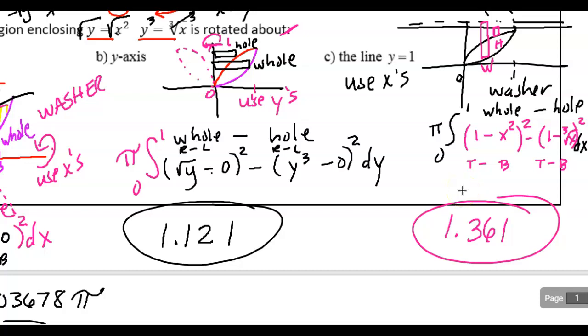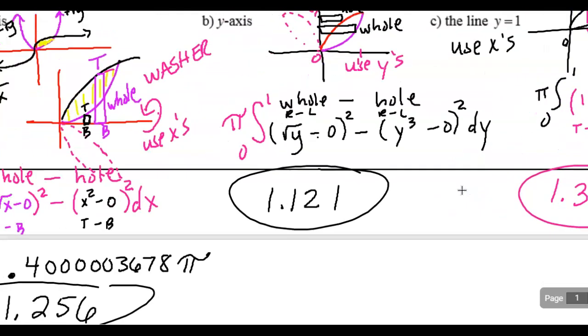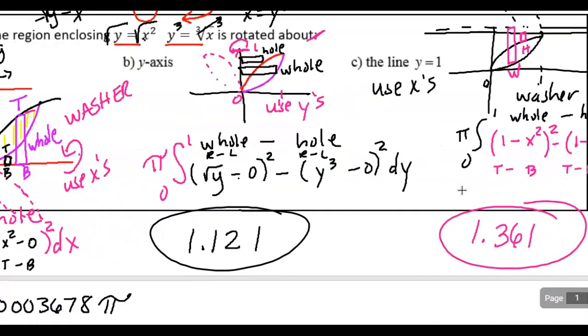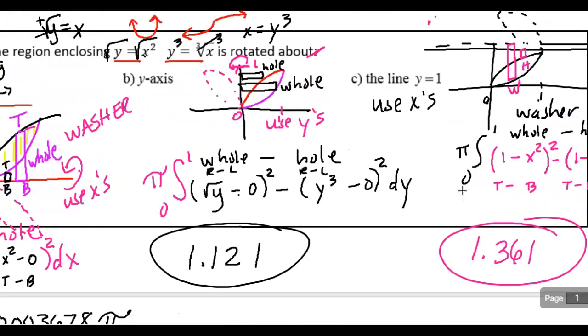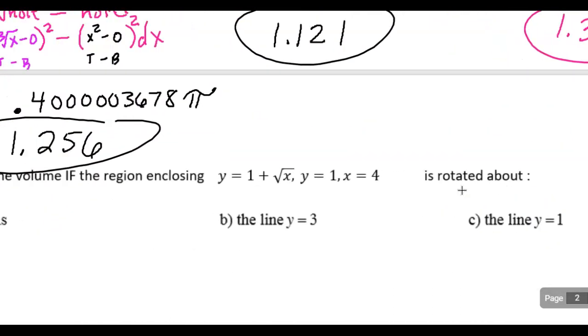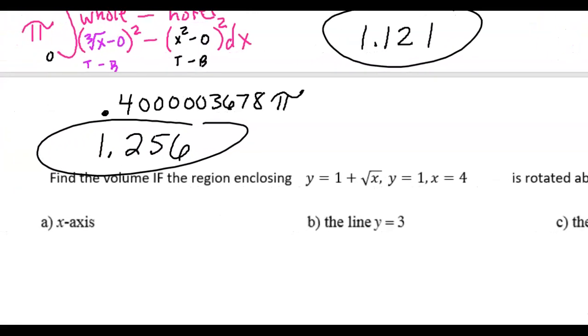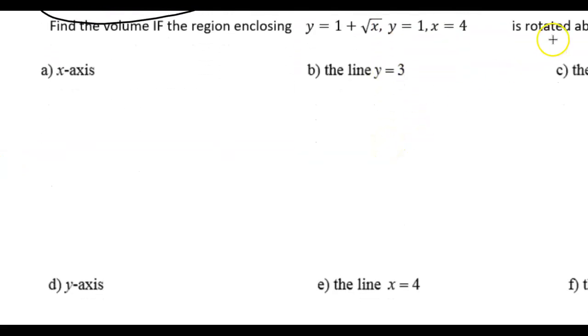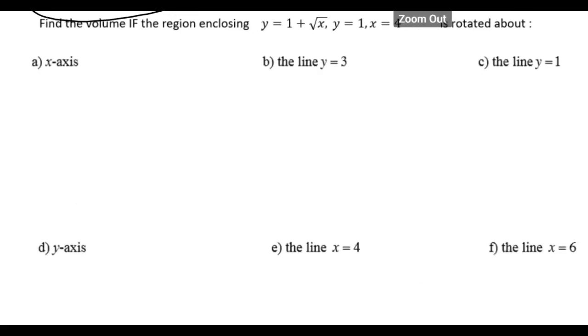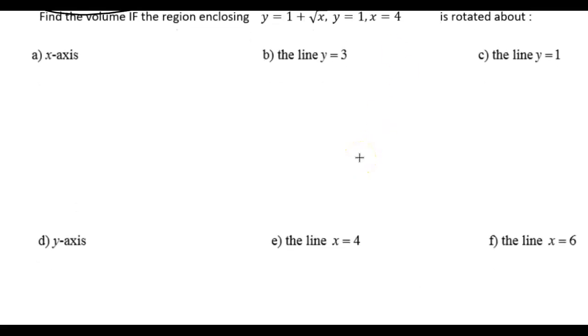Okay. So all of these are very similar volumes, but they're not exactly the same. The way the AP grades it is you get 1 point for the setup and then 1 point for the decimal answers. All right, I got to move this back. There we go. All right, so on these, they're going to look very similar, but I've got 6 different things.